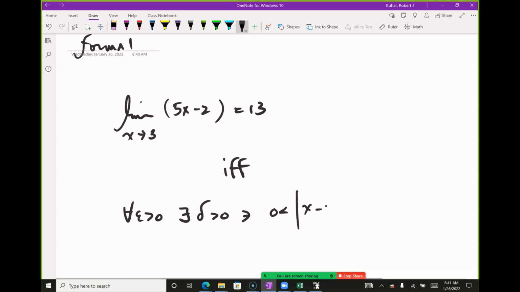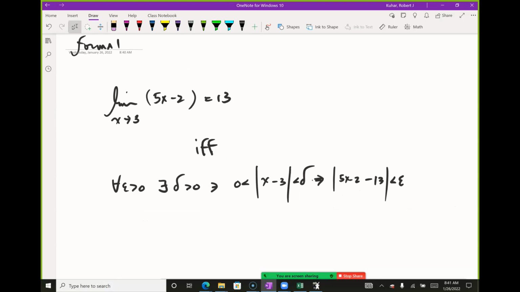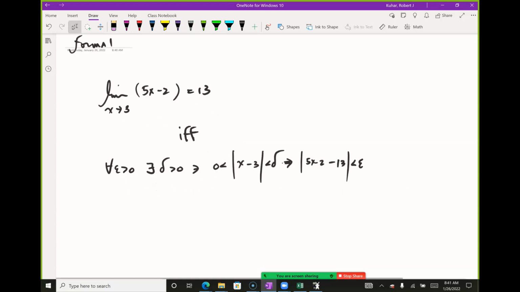Three, yes? Yep, the absolute value of x minus 3 is less than delta implies that the absolute value of f of x, which is 5x minus 2, minus the limit, minus 13, is less than epsilon. So you can see here, as I'm writing this formal definition, I'm putting in the information I know. I know something about c, I know something about f of x, I know something about L. I want to simplify that, right?